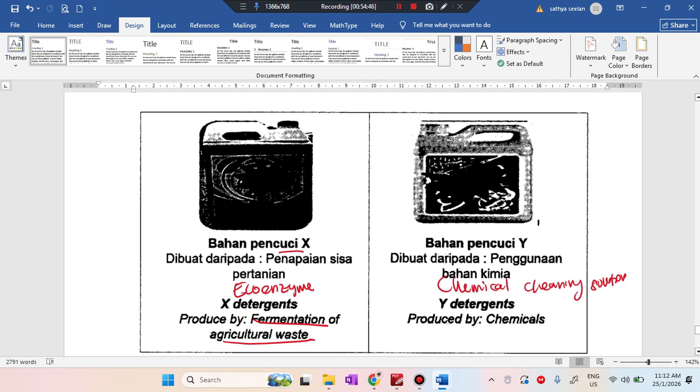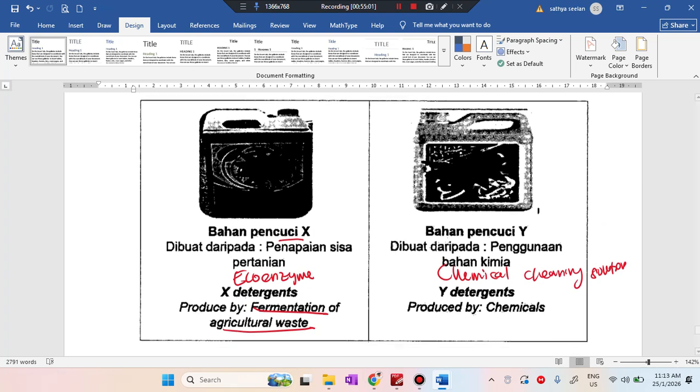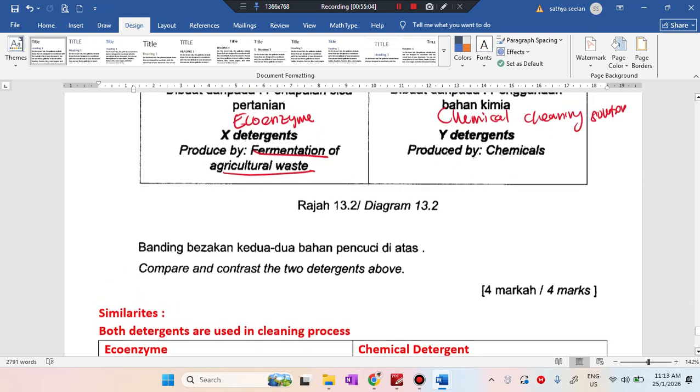Similarities. Both are used to clean. Both are used for cleaning purposes. Both are detergents. No, X is not a detergent. I mean, you can write in terms of function, right? Both are used to clean something, right? So both are used in the cleaning process.